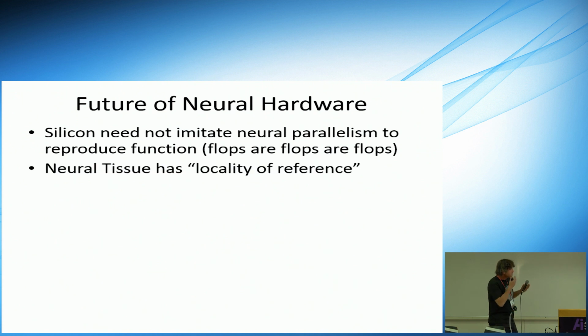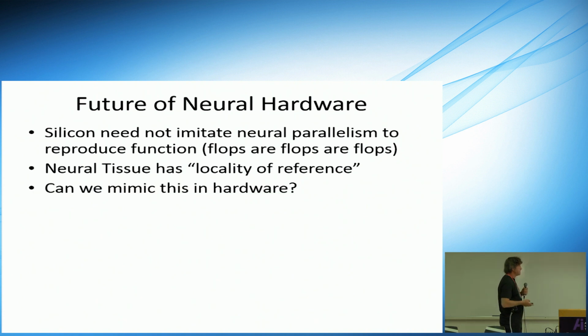So the other thing is that neural tissue has the advantage of locality of reference. And this is a key thing, right? The thing that makes it unique is when my neuron fires, it fires into the neurons that do the continuation of the computation, into the next one, the next one, the next one. It's all local, okay? And so how can we actually mimic this? Can we do this in hardware?